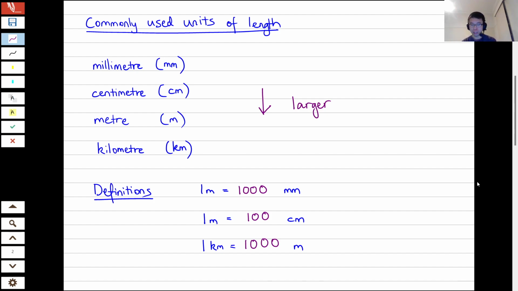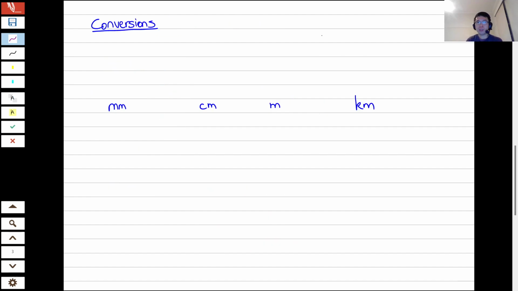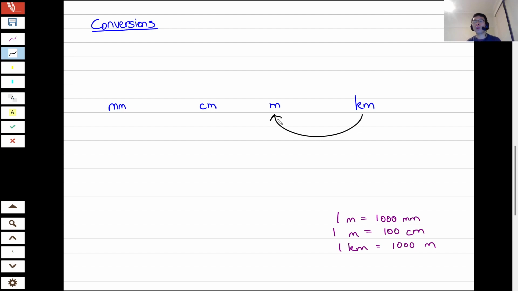So let me show you how this is done. Recall, on the previous page, we said that 1 meter was 1,000 millimeters, 1 meter was 100 centimeters, and 1 kilometer was 1,000 meters. So let's suppose I had something in kilometers and I wanted to convert that quantity into meters. So I'm going from a large unit to a small unit. I'm going to use this fact.